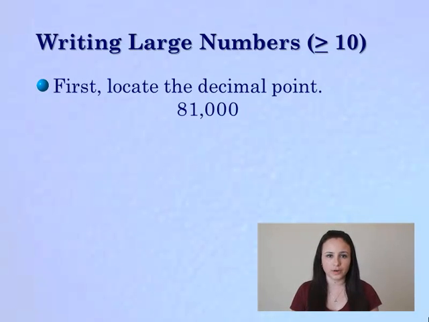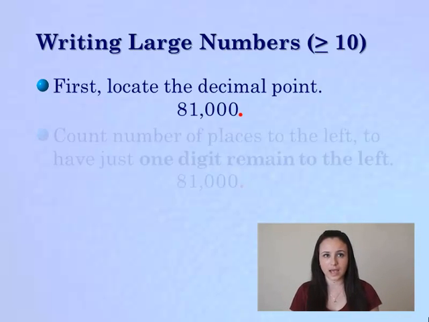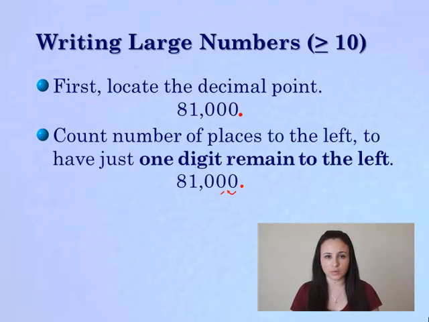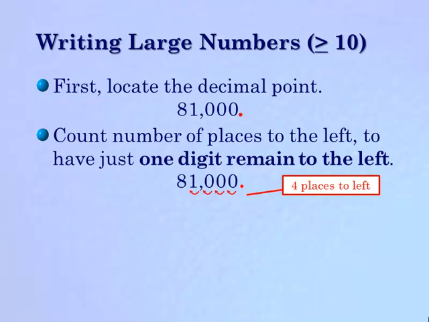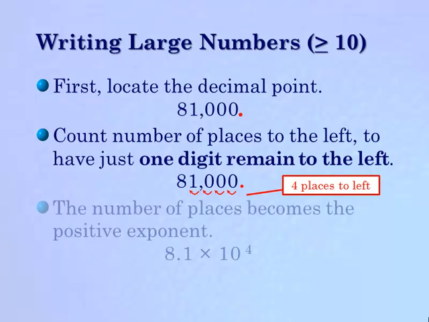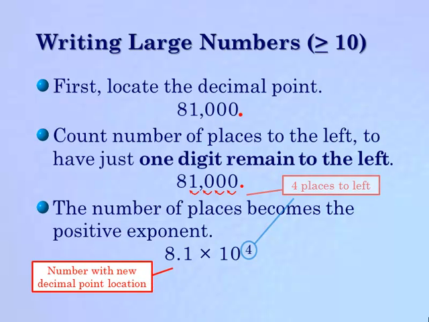So how do we write numbers in scientific notation? First of all, locate the decimal point. So in 81,000, the decimal point is right after the last zero. Count how many places you have to move the decimal point to the left. In this case, we have to move it 4 places to get the prefix between 1 and 10. And the number of places we have to move the decimal point becomes our positive exponent. So we have 8.1 times 10 to the 4th.